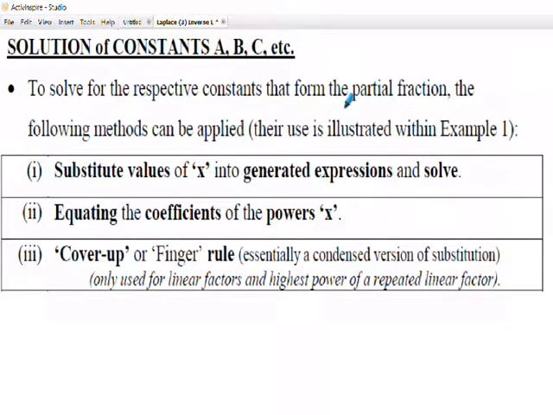There are various methods for solving the constants, trying to find the constants a, b and c, or whatever, however many we have. There's something called substitution, which is used to solve all linear factors and the highest power repeated linear factor. There is the equating coefficients of the powers method, and that solves all partial fractions: linear, repeated linear, and quadratic factors. And there's something called the cover-up rule that's used to solve the linear factors and again the highest power of the repeated linear factor. It's very much like the substitution method, but in a slightly different format.